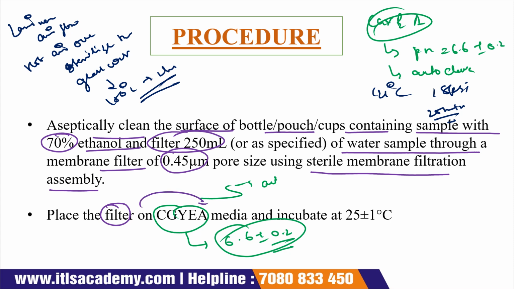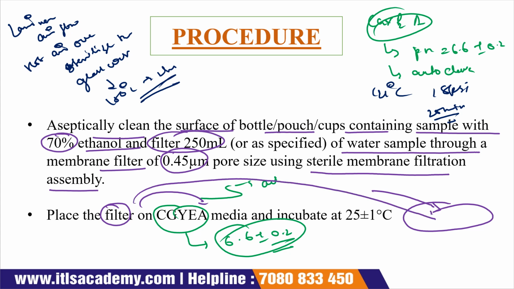Now after that we place this filter paper onto the CGYEA media. How do we place it? Suppose this is your petri plate. We pour the media into the petri plate, and then we place that filter paper just above it. Leave it for the third day, fourth day, and fifth day, at a temperature of 25 degrees Celsius. We count the colonies on the third day, then the fourth day, and then the fifth day.